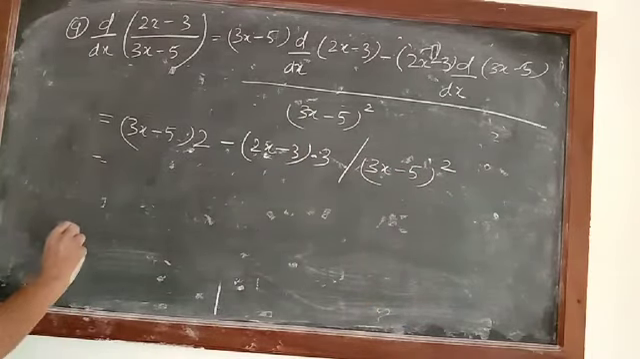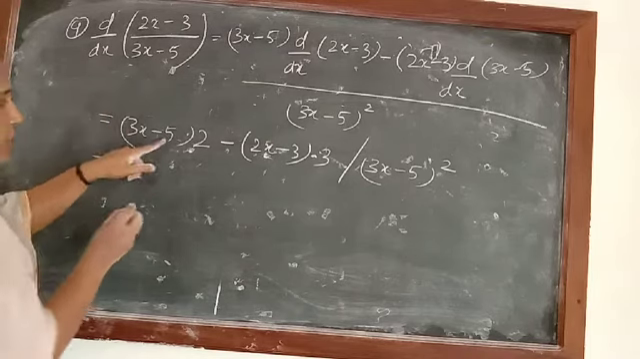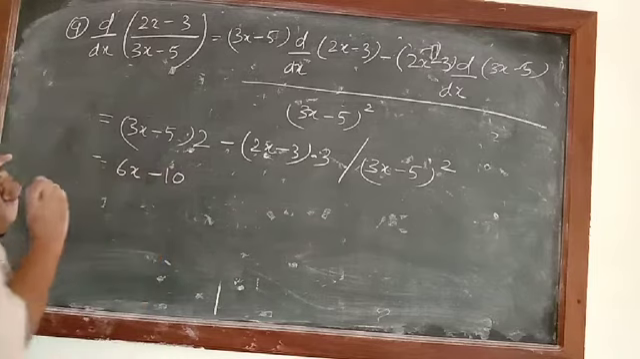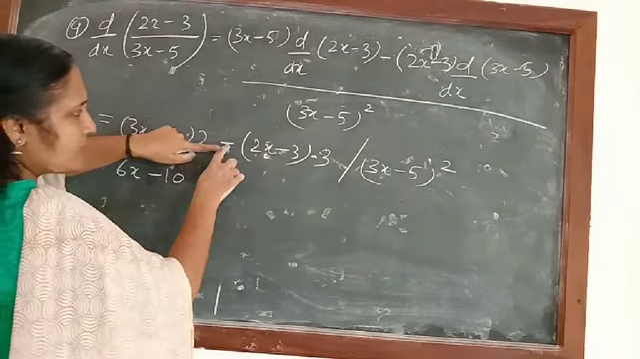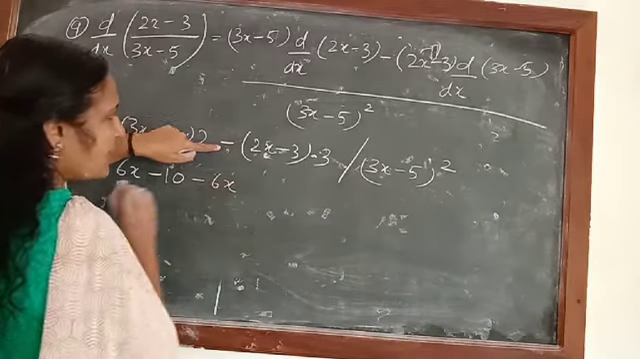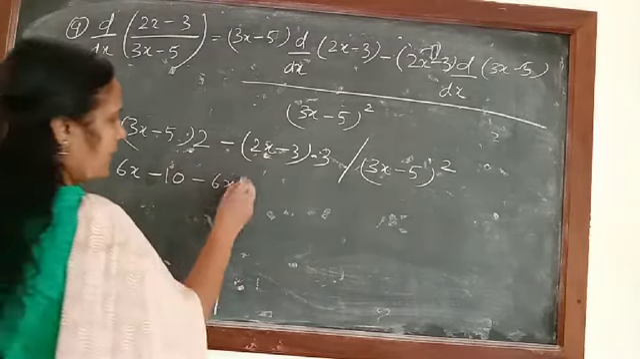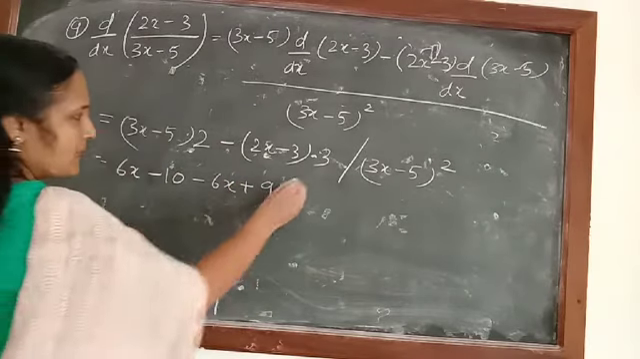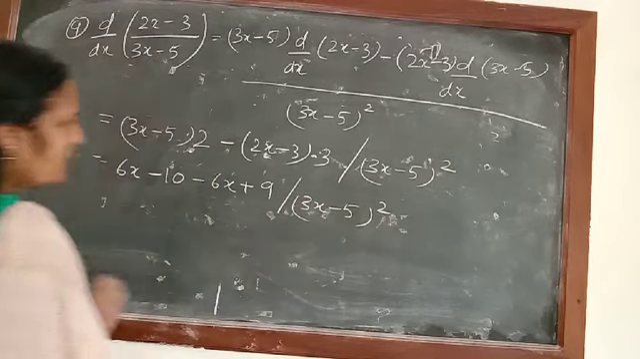Now we can just simplify it. Okay, 2 into 3x will be equal to 6x, 2 into minus 5 is minus 10. This minus sign is there. Okay, so 3 into 2x is 6x. So this minus sign will become minus 6x. 3 into minus 3 is minus 9. Minus into minus is plus. So plus 9, whole divided by 3x minus 5 the whole square.